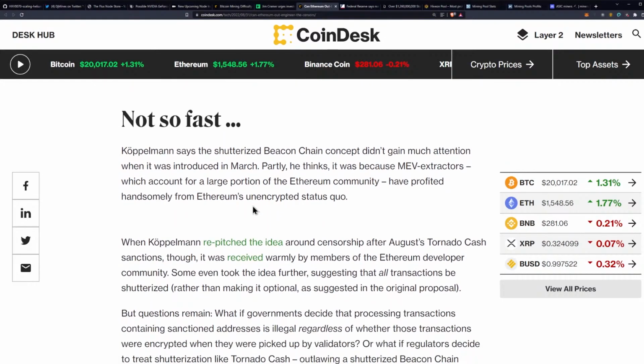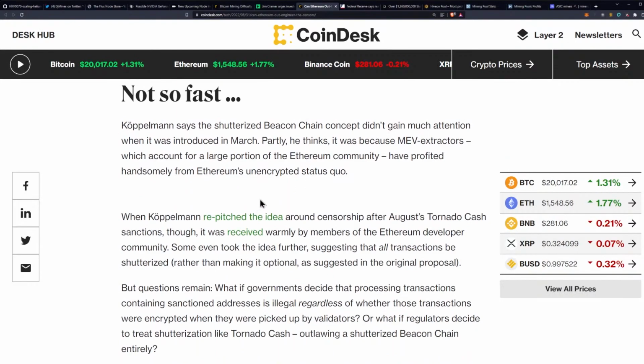So not so fast. Kopelman says the shutterized beacon chain concept didn't gain much attention when it was introduced in March. Partly he thinks it was because MEV extractors, which account for a large portion of the Ethereum community, have profited handsomely from Ethereum's unencrypted status quo.